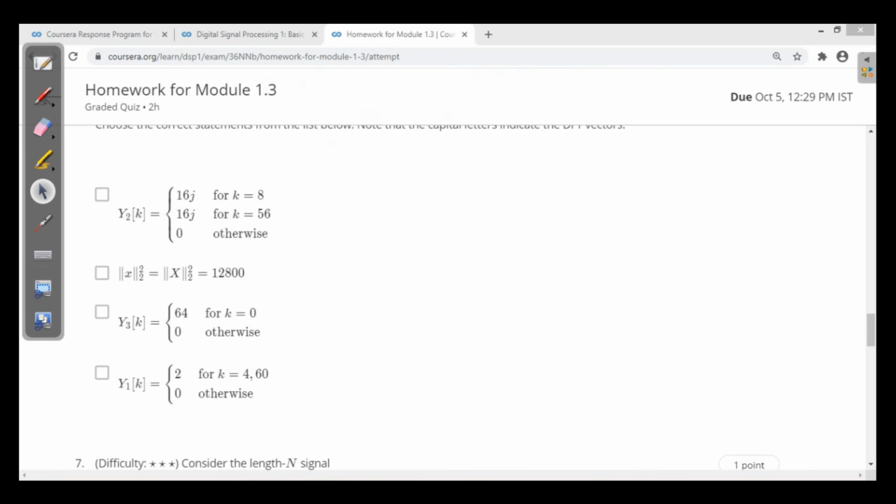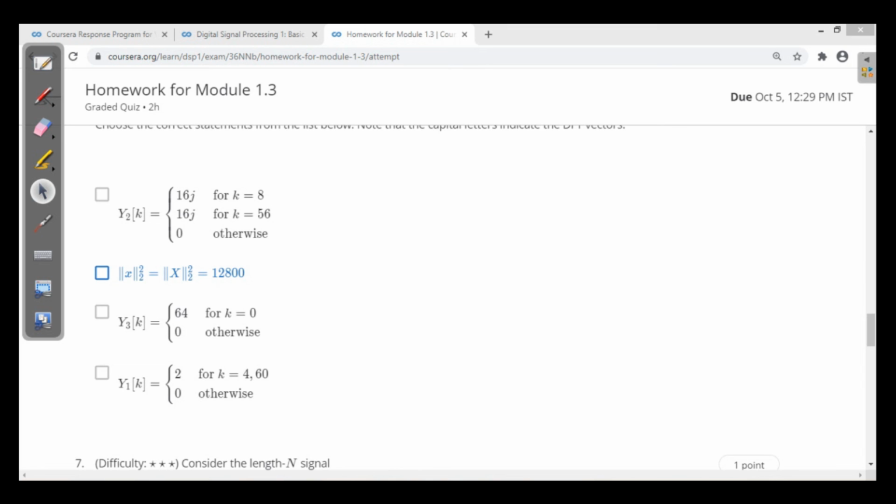And the third one, again the y3 of n is simply 1, where n is equal to 0 to 63. So once you apply the discrete Fourier transform, its value is 64 into del of k. Now see the values. Y2 of k is 16j and minus 16j. No, one is positive, the second is negative.